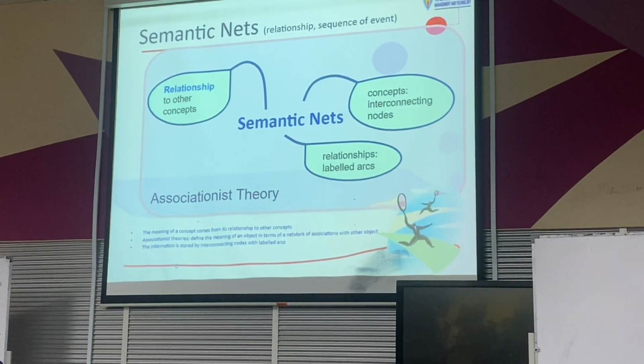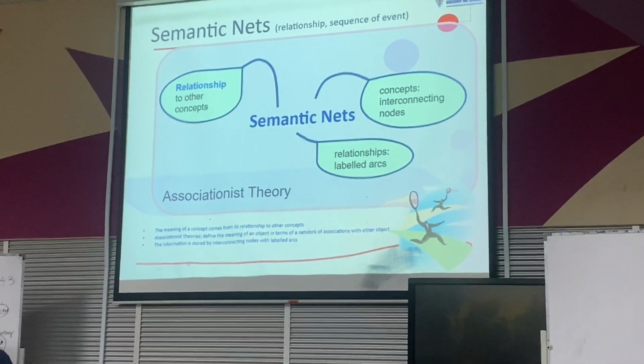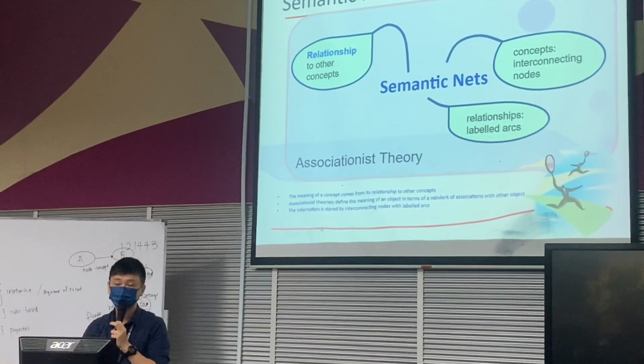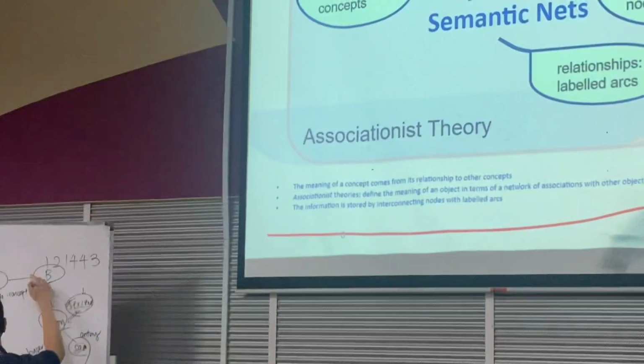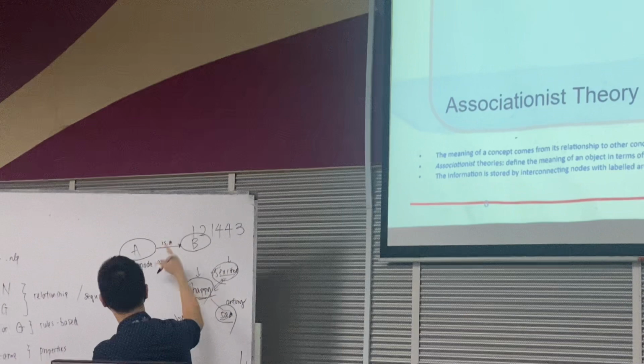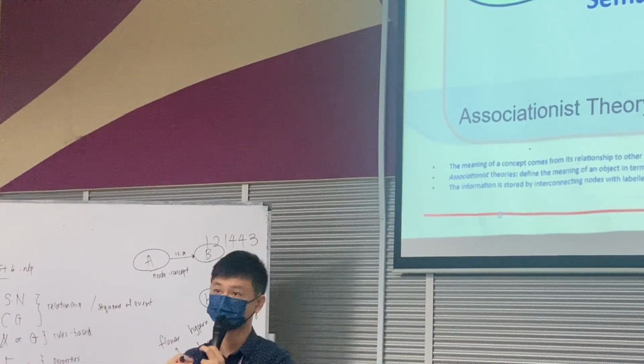The second one is the edges, or the labeled arcs. Normally it's a binary relationship. This arc joins the concepts, to show what the relationship is between concept A and concept B. And lastly, you need to provide the label for this labeled arc. What is the relationship between A and B? A is a subclass of B. That shows the relationship between the concepts.